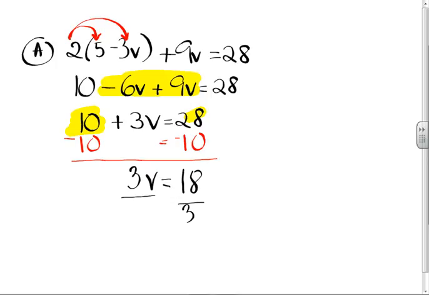Divide by 3. I'm okay if you don't show the dividing by 3, if you just tell me v equals 6. If you can get to that point, I think that's great. Honestly, even after all the years I've done algebra, which is a long time, I still write that out because I just want to make sure I get that right. Some of you do it on the same line, it's fine. But minus 10, minus 10. Doesn't matter.